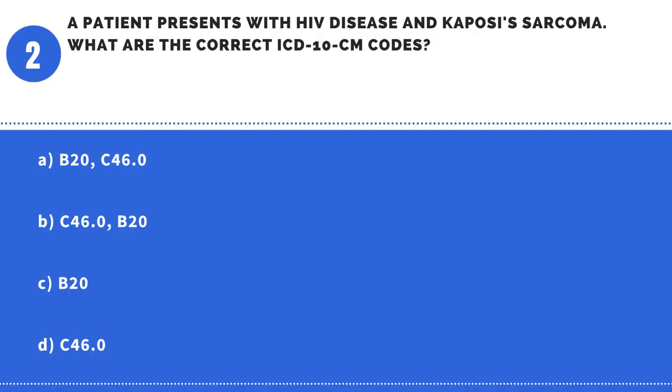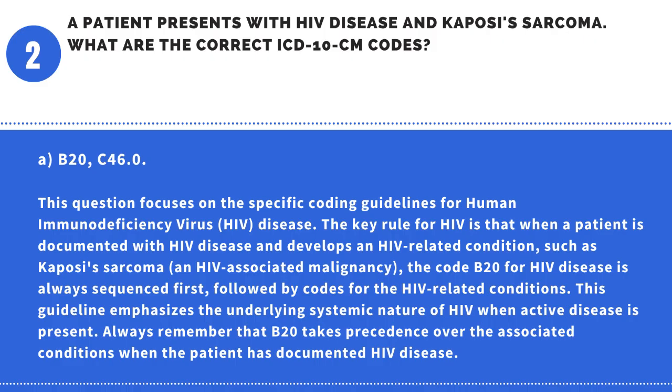Question 2. A patient presents with HIV disease and Kaposi's sarcoma. What are the correct ICD-10-CM codes? A. B20, C46.0. B. C46.0, B20. C. B20. D. C46.0. Answer A. B20, C46.0. This question focuses on the specific coding guidelines for human immunodeficiency virus, HIV, disease.